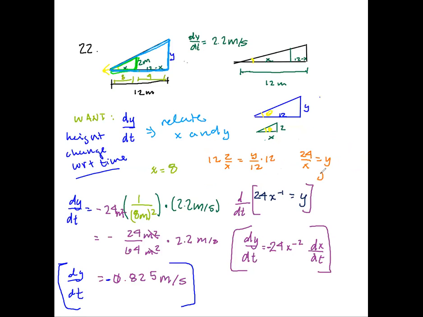And then I went down here and I implicitly differentiated it, which means I took the derivative of both sides with respect to t. So that's this d dt. And so whatever I do to one side, I have to do to the other side. So this is, to expand it out just more deliberately, this is d dt of 24 x to the negative 1 is equal to d dt of y. Does that make sense?